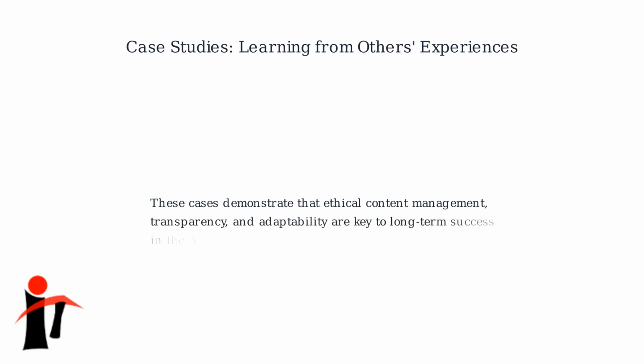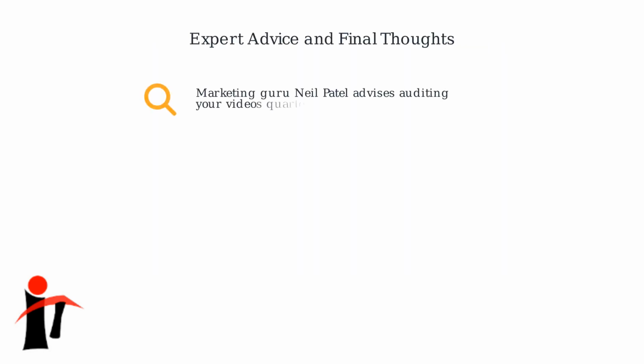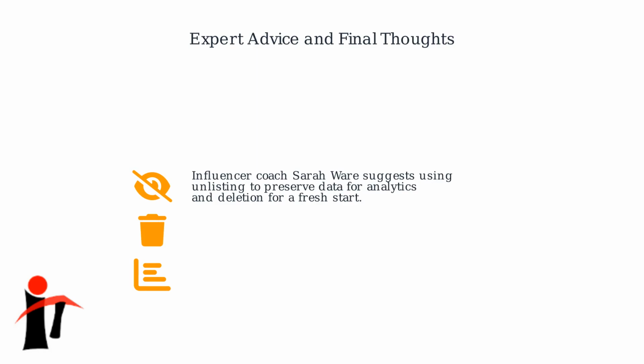These real-world examples highlight the importance of ethical content management, transparency, and adaptability for success in the Amazon Influencer Program. Marketing guru Neil Patel advises auditing your videos quarterly to avoid penalties. Influencer coach Sarah Ware suggests using unlisting to preserve data for analytics and deletion for a fresh start.